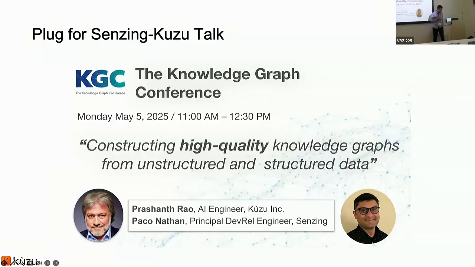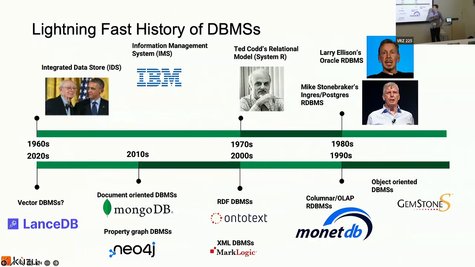All right, so let me start with this. Here's a lightning fast history of different classes of database management systems. Even though objectively relational systems are the most widely adopted systems, that is at the core of many enterprises.